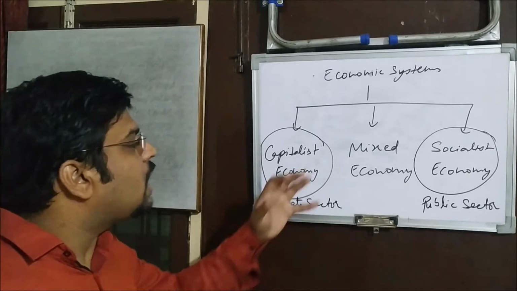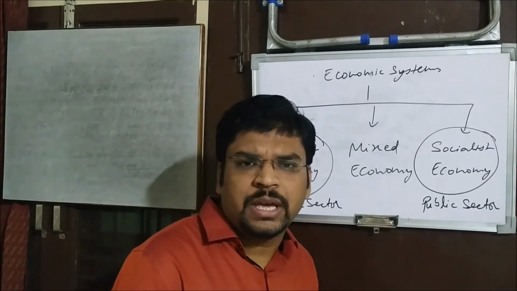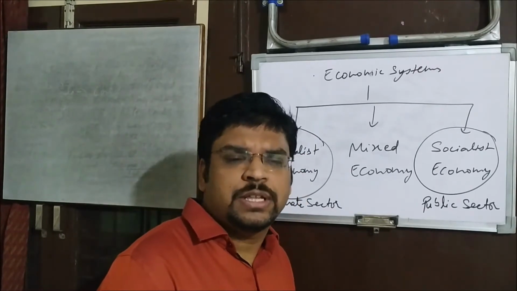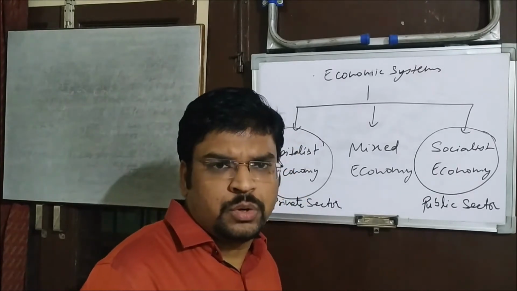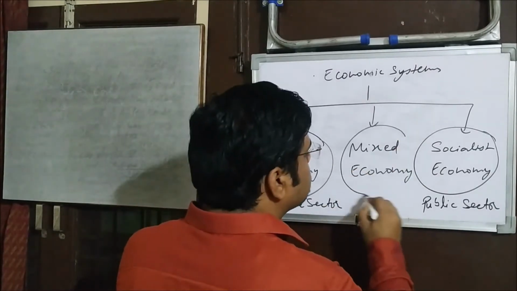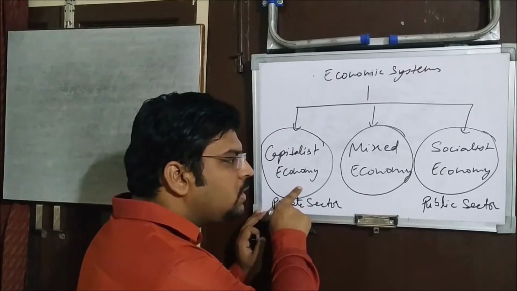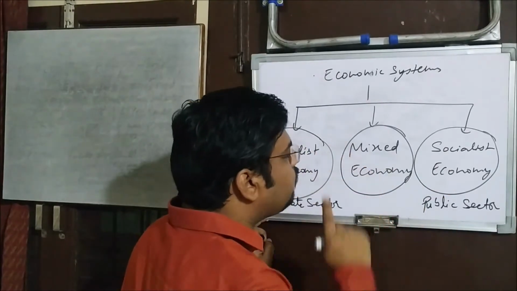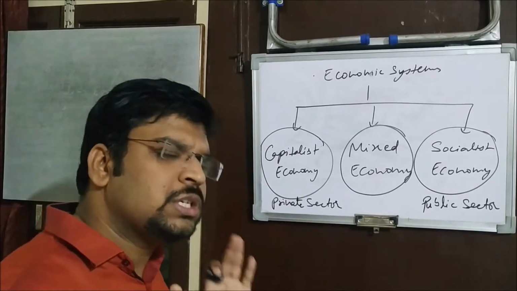But in our country, the situation was 50-50. Private industries were there, but very few. And there were very few public sector units also. So the Indian government decided to adopt the mixed economy. It has the advantages of the capitalist economy as well as the advantages of the socialist economy. That was the best decision at that point of time, and this economic system suits our country.